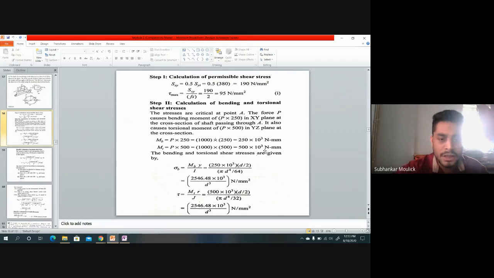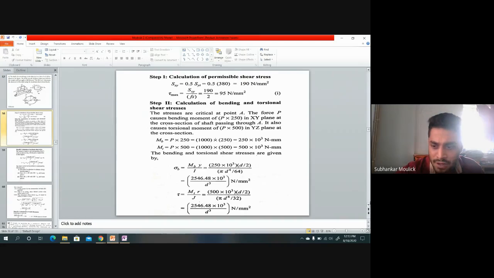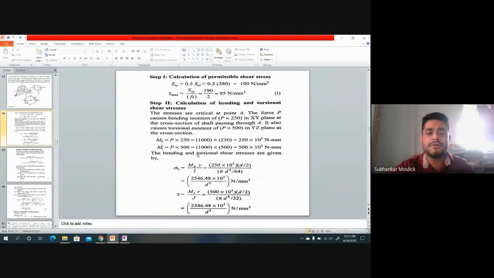Newton millimeter. Next, we have to find out the value of torque, that is MT, and from the problem it is very much clear that this torque MT will be P into 500. That means 1 kilonewton into 500. P is 1 kilonewton, that is 1000 Newton, into 500, that is 500 into 10 to the power 3 Newton millimeter.